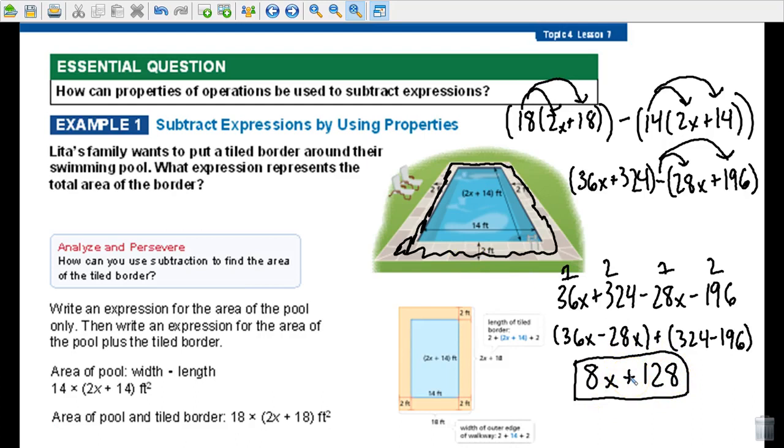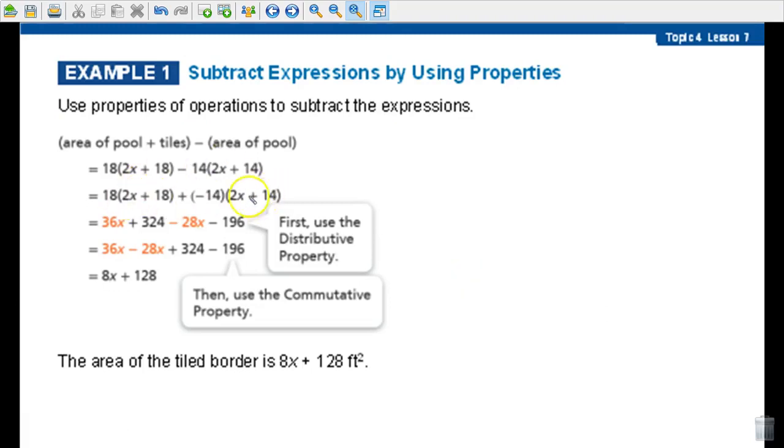So remember, you have to distribute first, and then you distribute the negative to both of those numbers to make them both negative, and then you just combine like terms. So it shows you everything right here, everything that I did. They made the 14 negative first though. I put everything into parentheses. They put feet squared because that's area and it was in feet. So area is always squared.